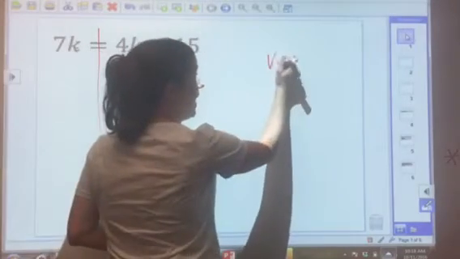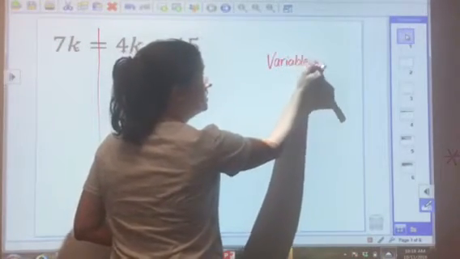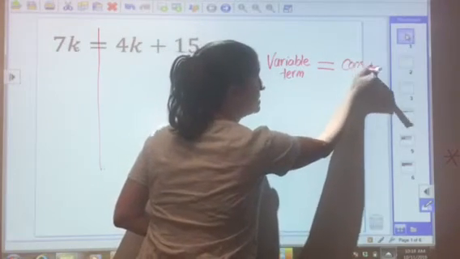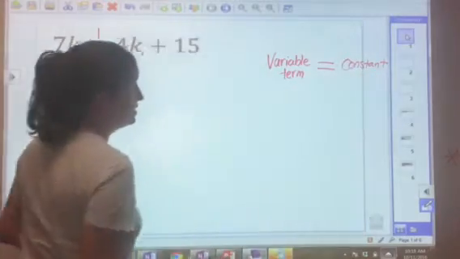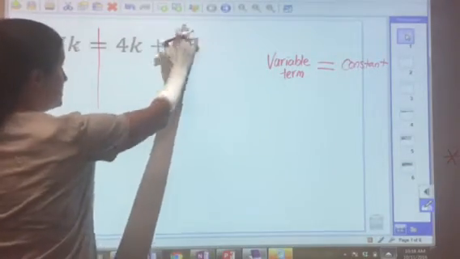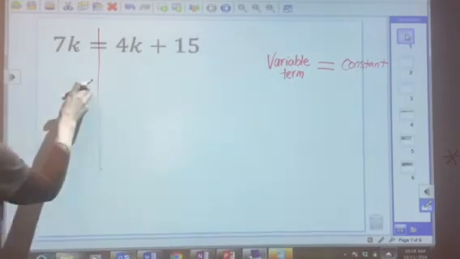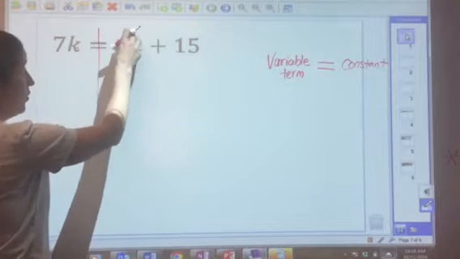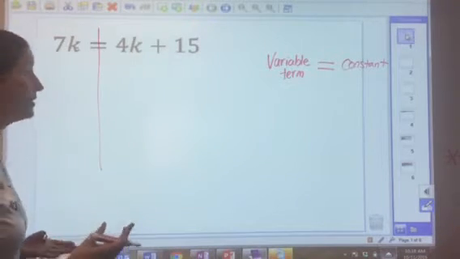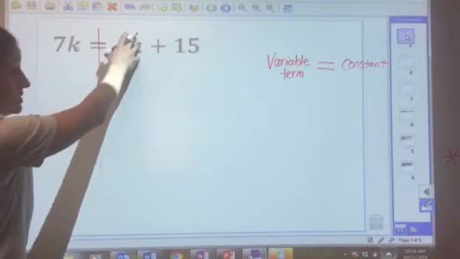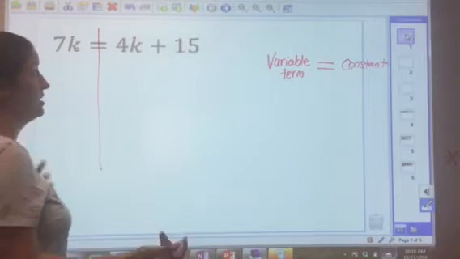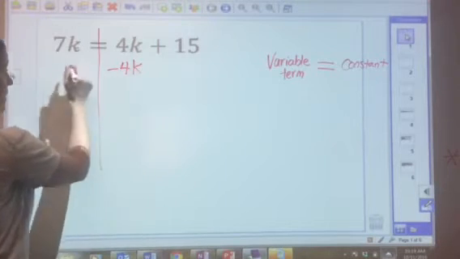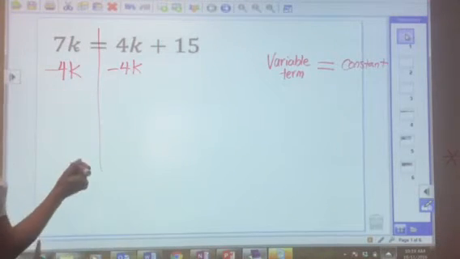Again, my goal is to have my variable term on one side of the equal sign and my constant on the other side of the equal sign. Since my constant is on the right, I'm going to move 4k to this side. Well, what's the inverse of 4k? What would get 0k here? If I have 4k, I need to take away 4k so that it's not on that side anymore. So that is subtraction. I'm going to subtract 4k from both sides of the equal sign.